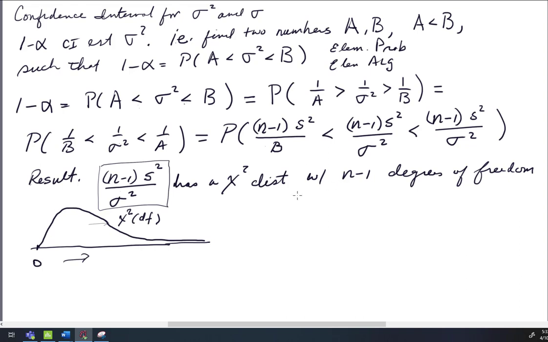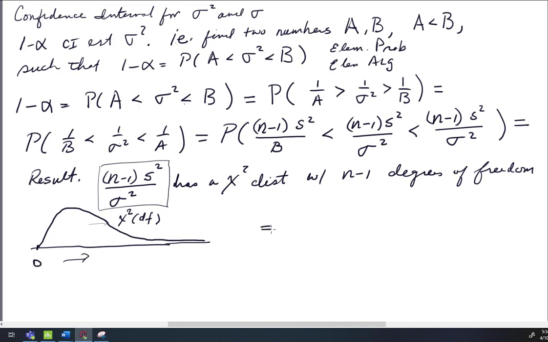We do rigidly require that the underlying population have a normal distribution. Now that was when we were working with the mean, that requirement was somewhat flexible. It's not flexible when we're working with the chi-square. The underlying population really needs to be normal.